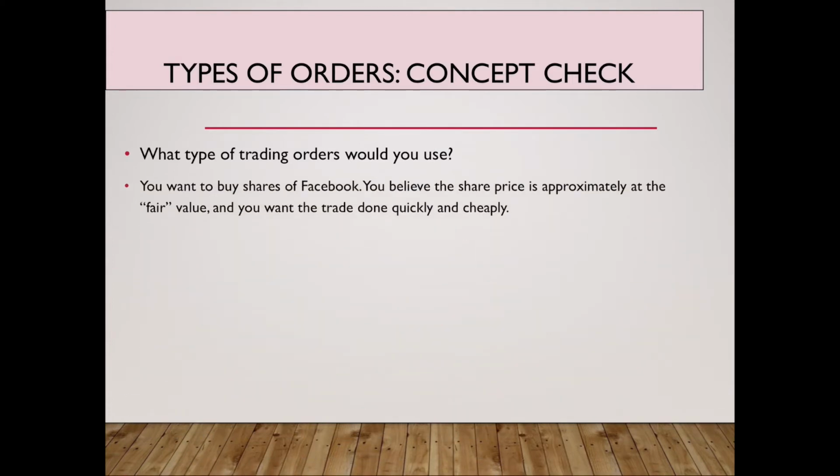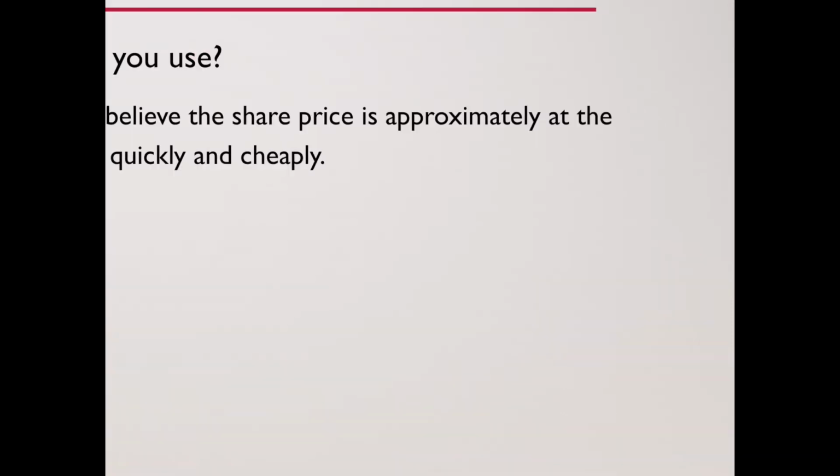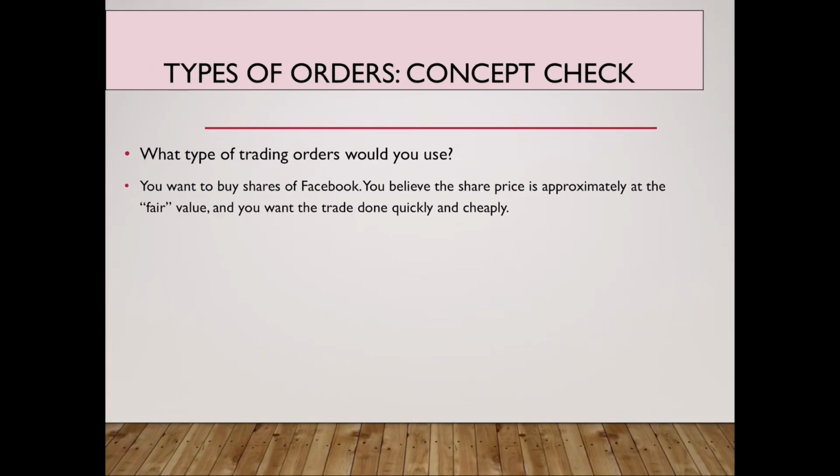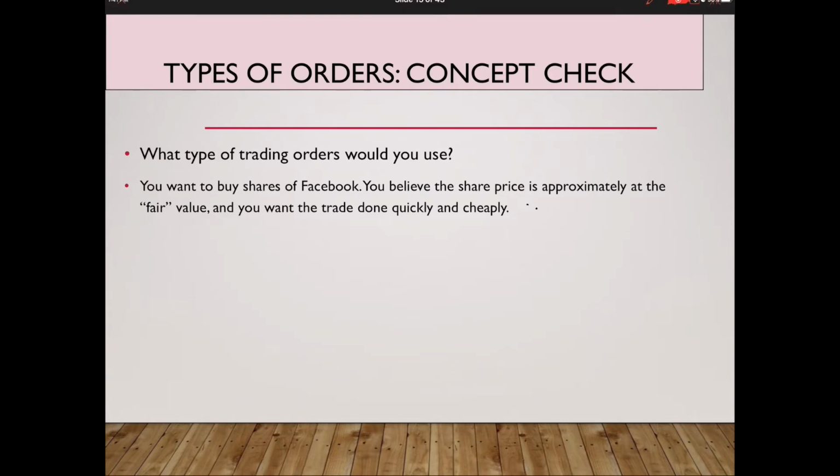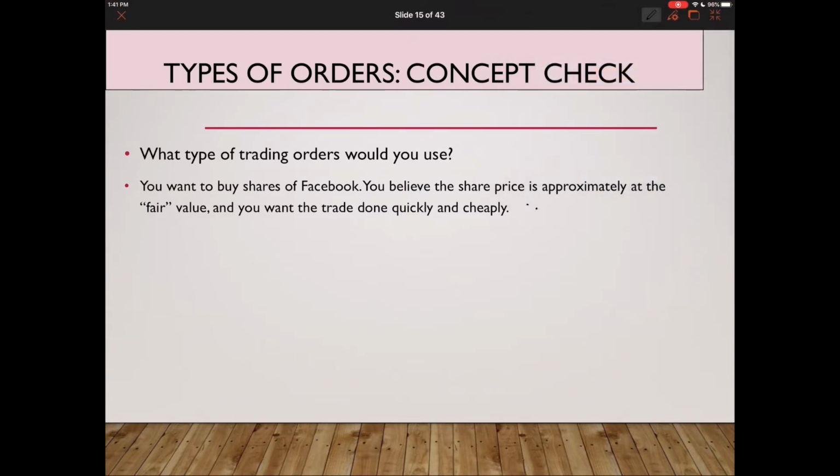You believe the share price is approximately at the fair value and you want the trade done quickly and cheaply. What type of order will you put in? Give you a couple seconds here. So the type of order you would put in would be a market order buy. A market order simply states that you will take whatever the current price is at that time, since you do believe the price to be accurate at this point.